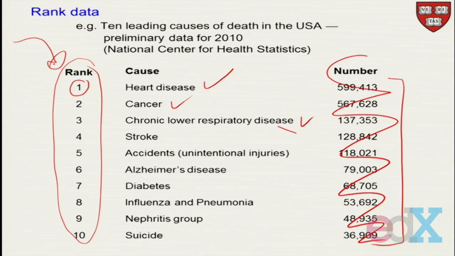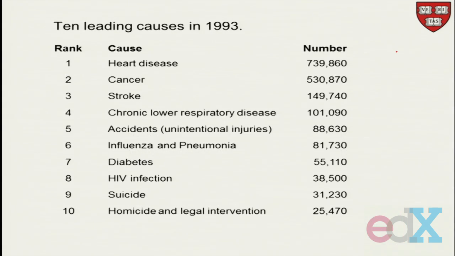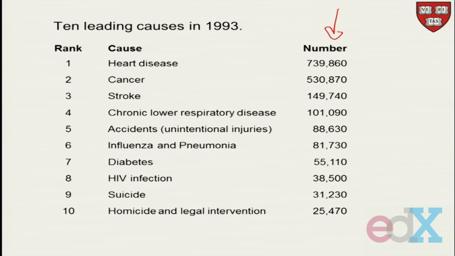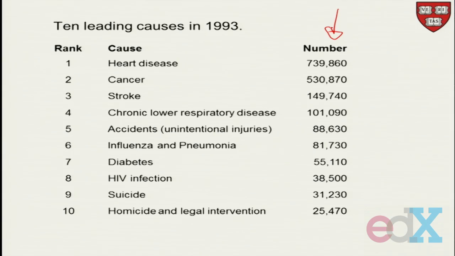Sometimes the number actually confuses matters. So for example, if we look at the 10 leading causes of death in 1993, then the numbers are not at the same base level because there were more people in 2000 than there were in 1993. Maybe there were more deaths in 1993. We don't know. But there are the 10 leading causes of death in 1993.